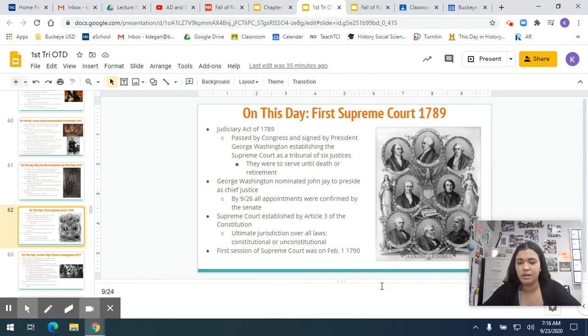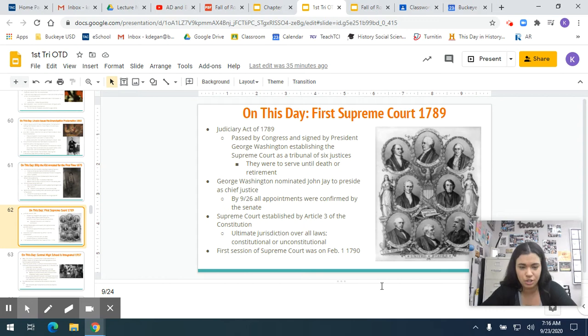We talked about Ruth Bader Ginsburg the other day, and she was a Supreme Court justice. And now there are 9 justices instead of 6. But they were to serve until death or retirement, which is very true. That's exactly what they do. And when a seat comes open, whoever is the president at that time gets to appoint the person who fills that spot.